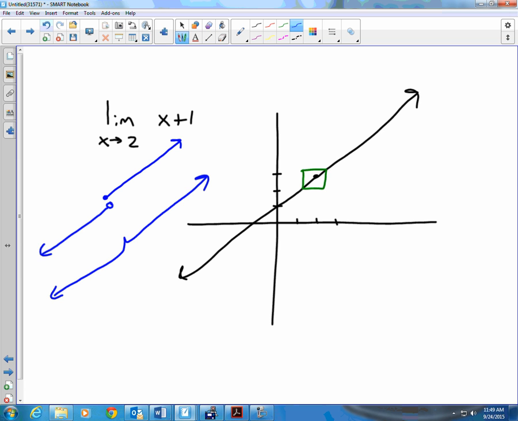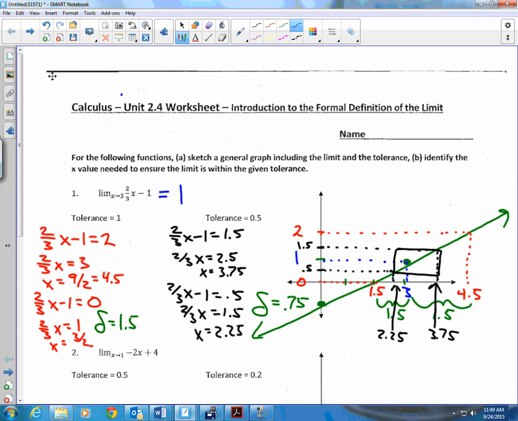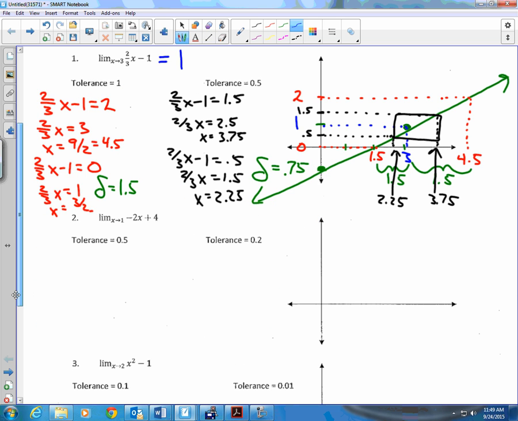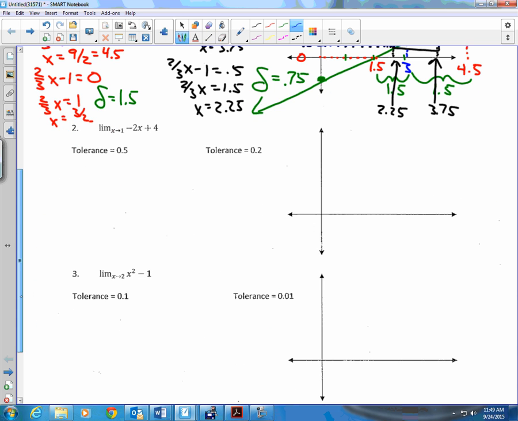So right now, you guys are getting values like a tolerance of 1, a tolerance of 0.5, 0.2, 0.1, 0.01. Well, we want to eventually get to 1 over infinity for a tolerance, to ensure that we can get small enough. Okay? So go ahead and work on this. You have the rest of the hour, which is a lot more than the other class got. So continue to talk and work through it.